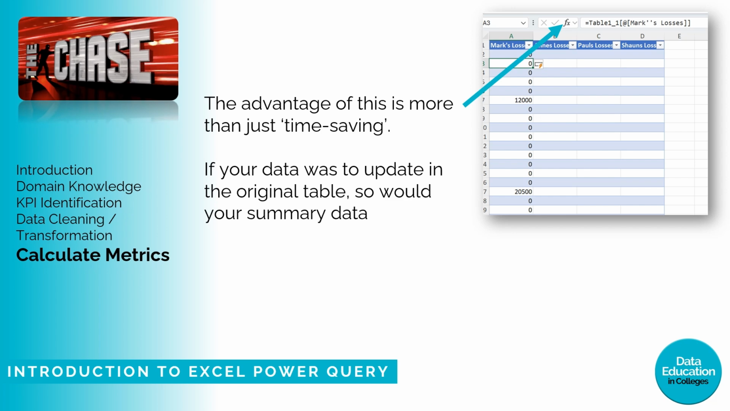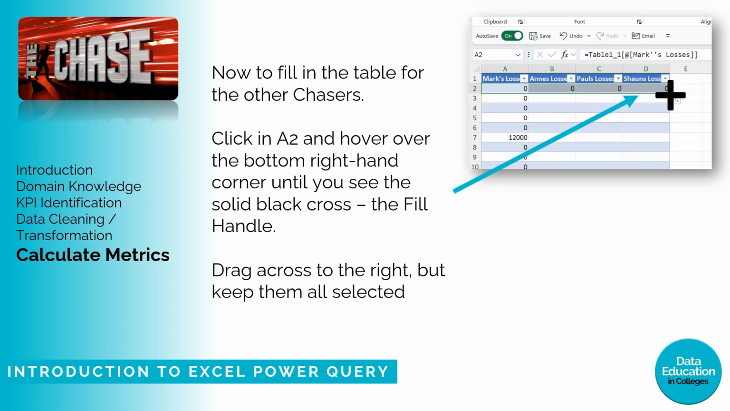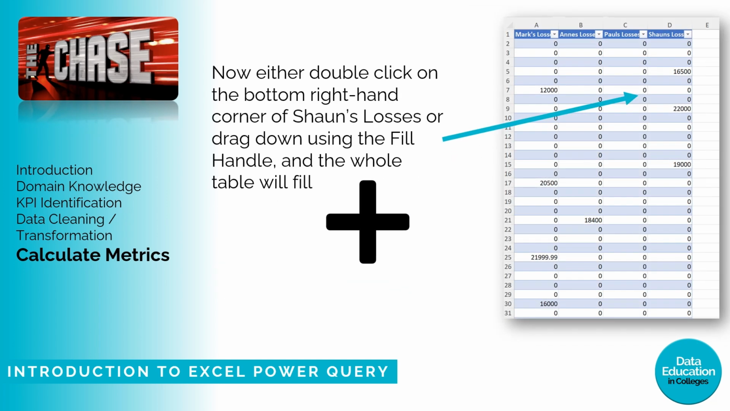Now we want to fill in the other 3. Click in A2, Mark, and drag along to the right using your fill handle, the little black cross when you hover over the bottom right hand corner. Now either double click the bottom right hand corner of Sean's losses or drag down. Your entire table is now filled out.